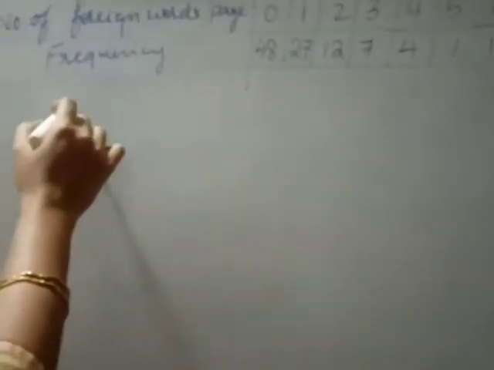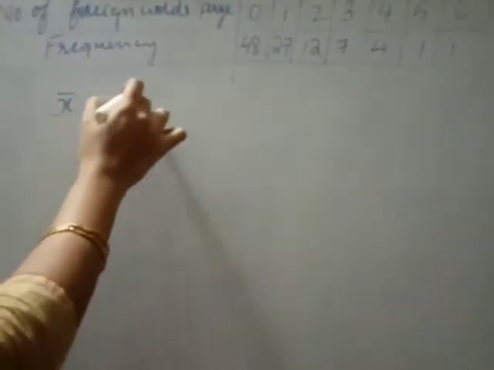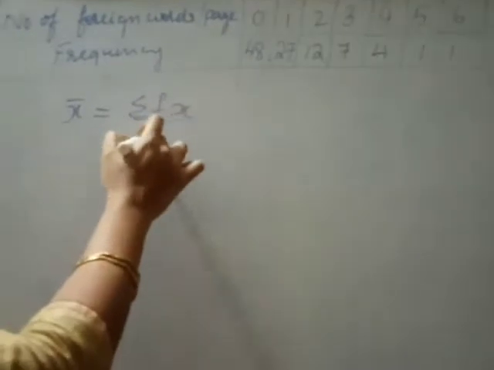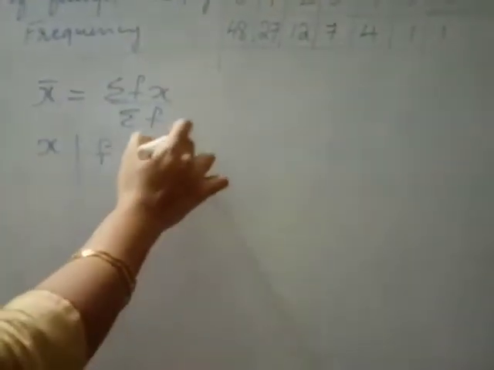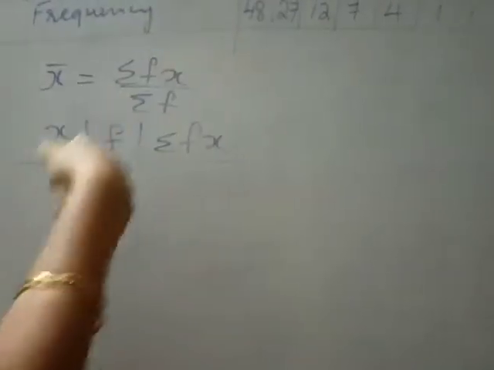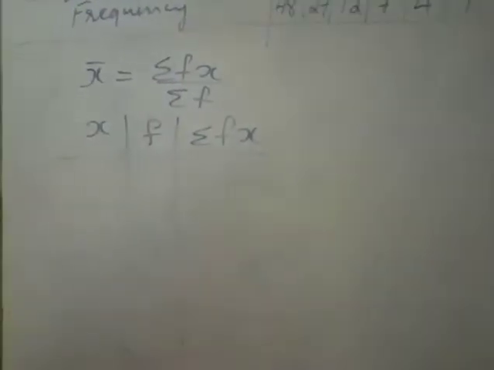We can do one more problem of the same model. They have given the number of foreign words per page in a dictionary and the frequency of mistakes. It's also a Poisson distribution. So whatever you did for the previous problem, same thing. Because frequency is given, to get the mean we calculate sigma fx by sigma f. So x, f column and fx. You know how to calculate this, isn't it?